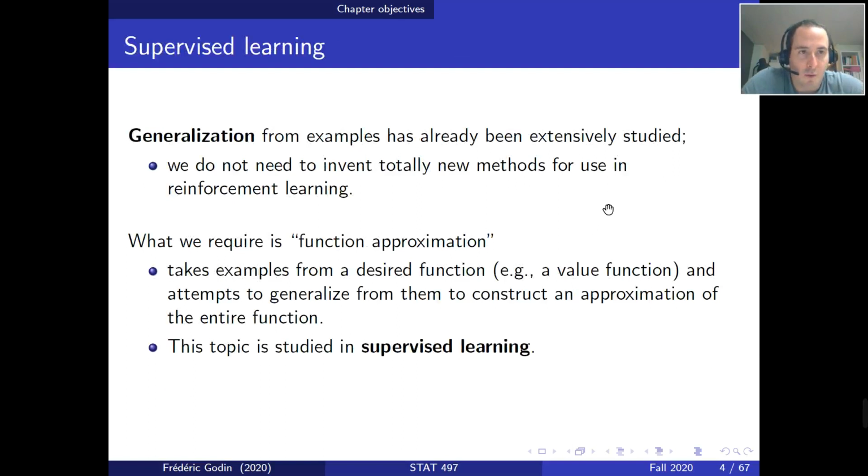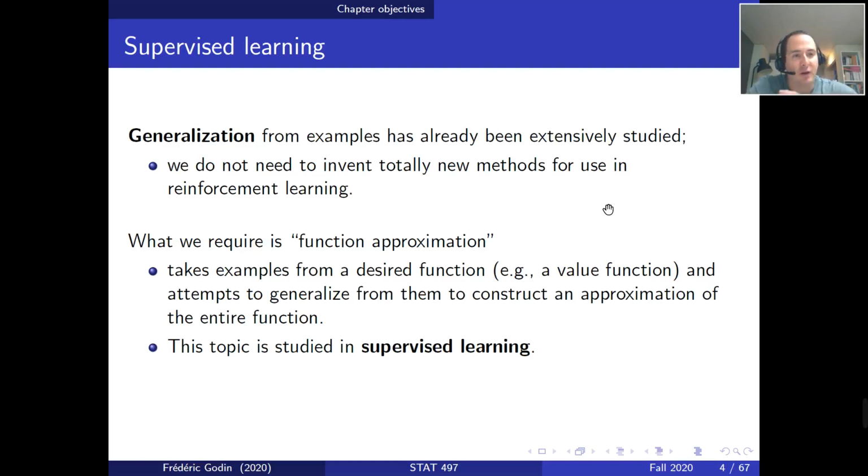Okay, so about generalization methods, these were extensively studied in the statistics and machine learning literature. So we will not reinvent the wheel here. We shall rely mainly on existing methods for generalization. So what we would need here is to perform function approximation.